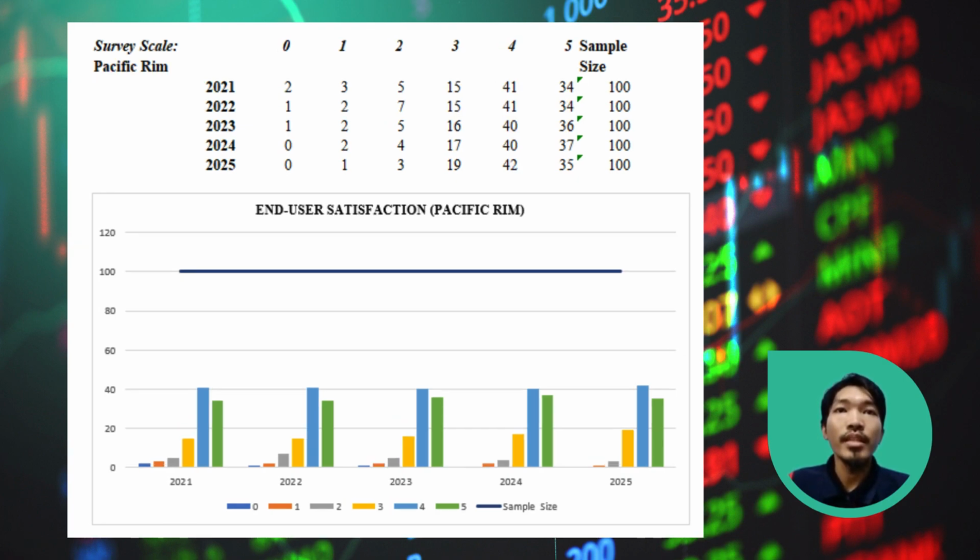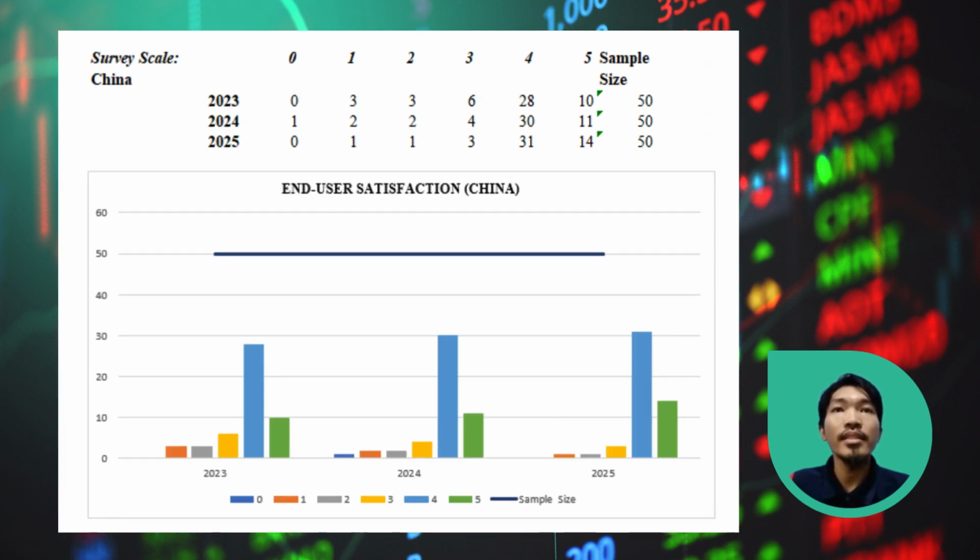For the Pacific Rim, customer satisfaction stayed consistent throughout the 5 years, with scale 4 remaining the highest rating. Similarly, in China, data was available from 2023 onward, and scale 4 remained the highest rating throughout the 3-year period, showing stable customer satisfaction. Overall, customer satisfaction remained positive across all regions, with North America showing the strongest improvement.